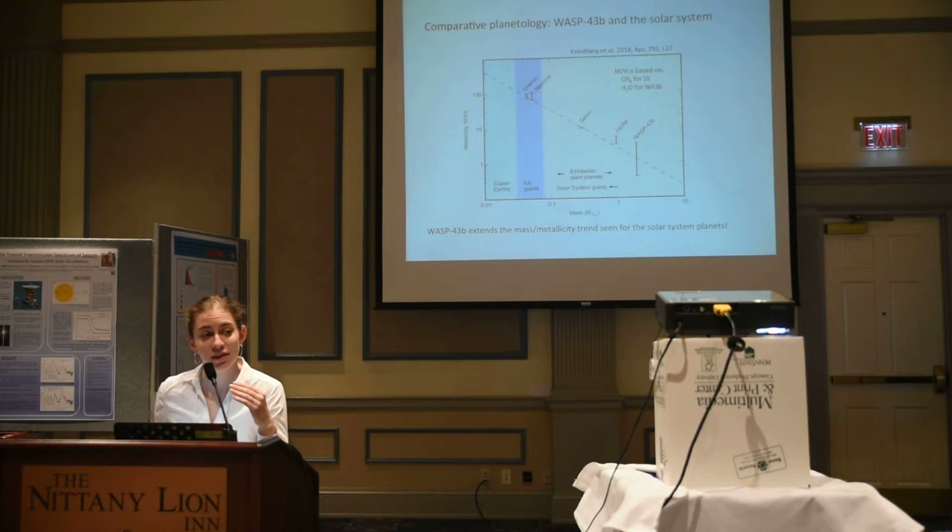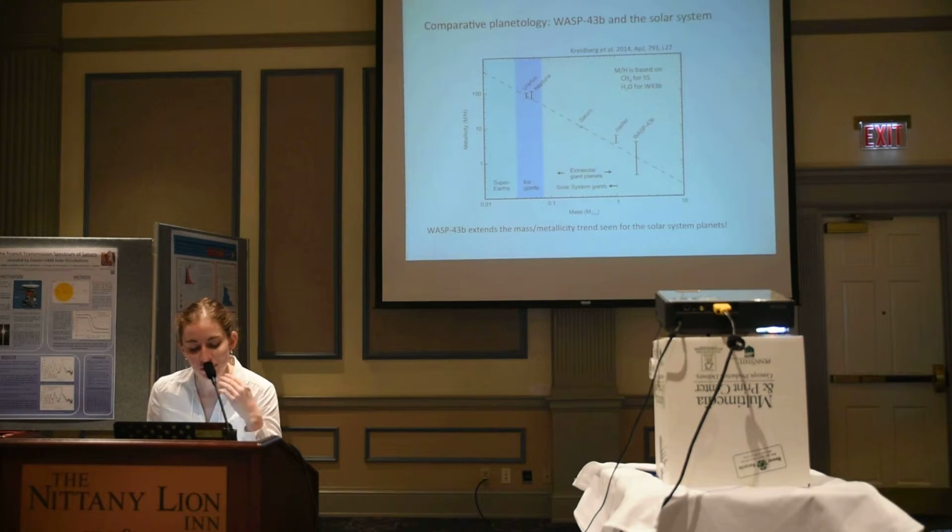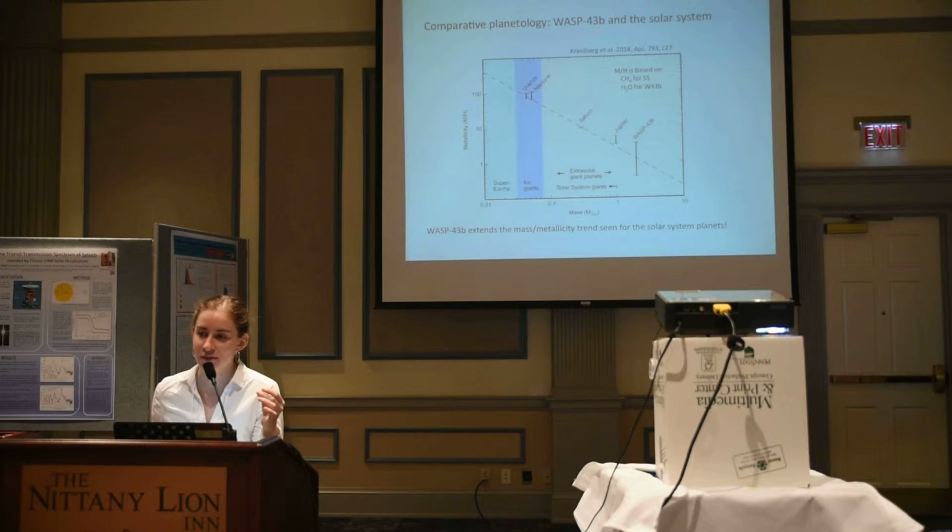But we can compare with the solar system by using water as a proxy for the velocity of the atmosphere, and that's what I'm showing in this plot. You can see that WASP-43b follows beautifully in line with the solar system trend of decreasing atmospheric metallicity with increasing planet mass. And I like this figure because I think it's illustrative of the potential that exoplanets hold.